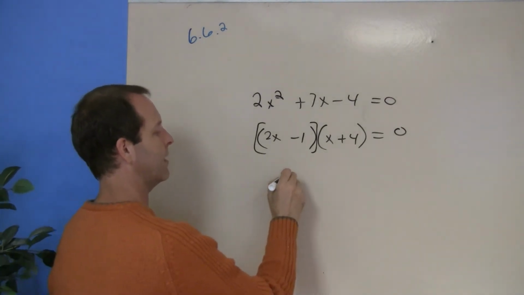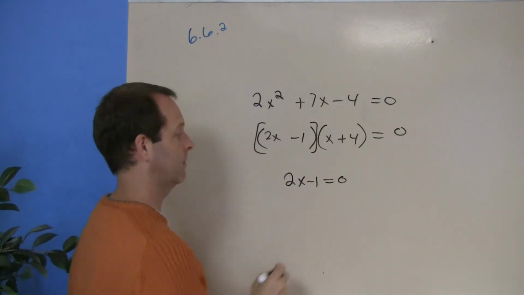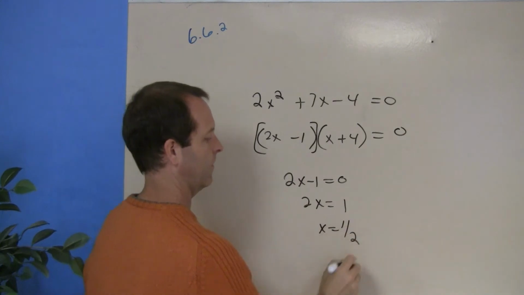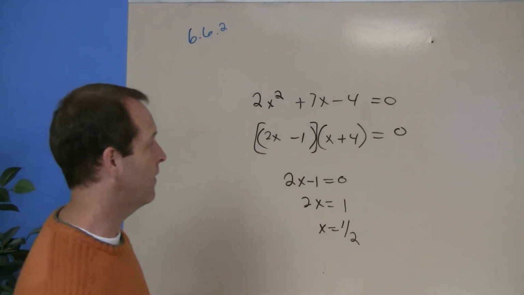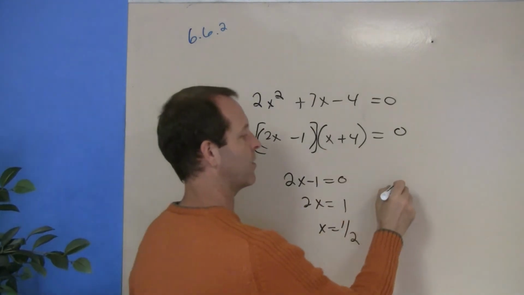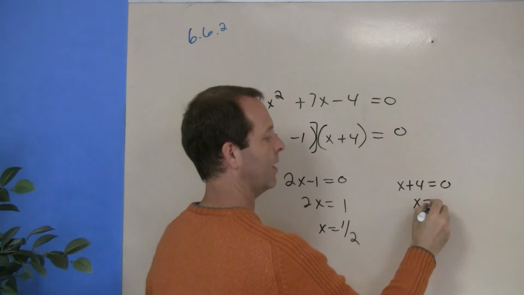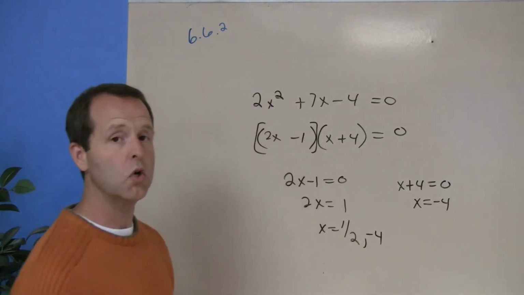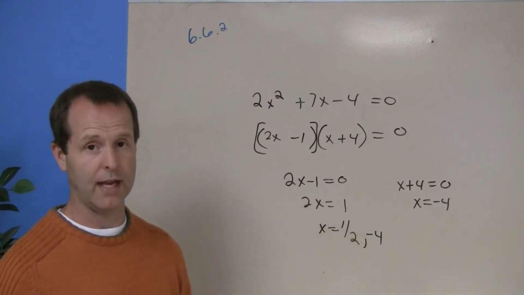And the way to do that is to set the first factor equal to 0 and solve for x. So there's one solution that I have, x equals 1/2. To find the other solution, I set the second factor to 0. x plus 4 equals 0, and that's true when x is negative 4. So I have two solutions to this quadratic, x equals 1/2 and x equals negative 4.